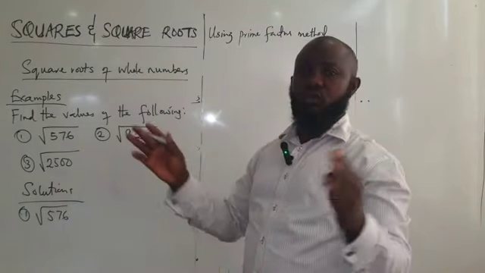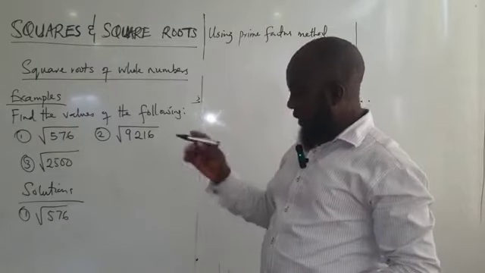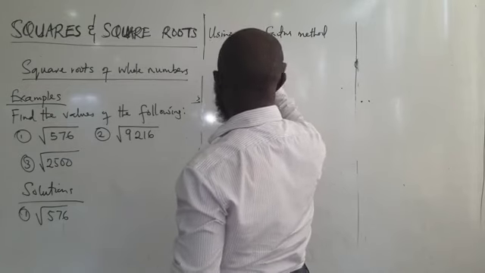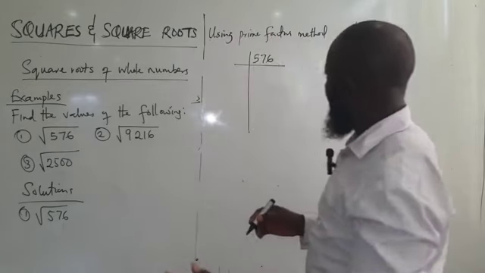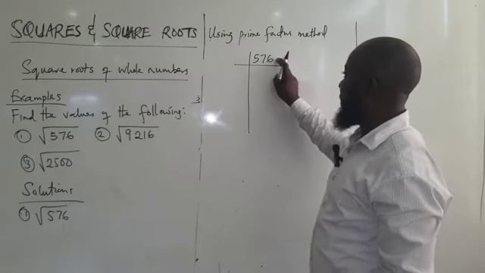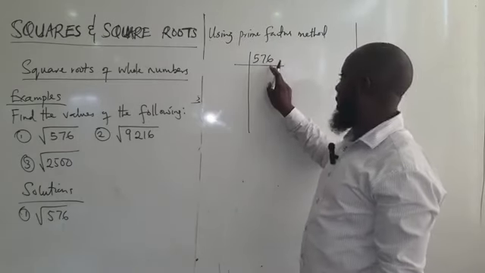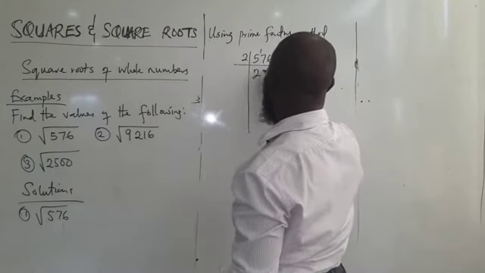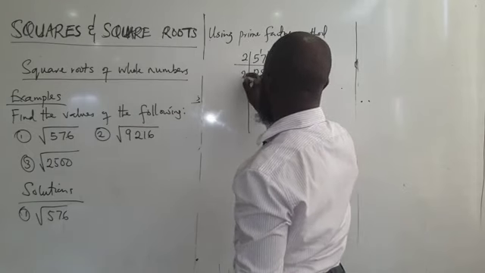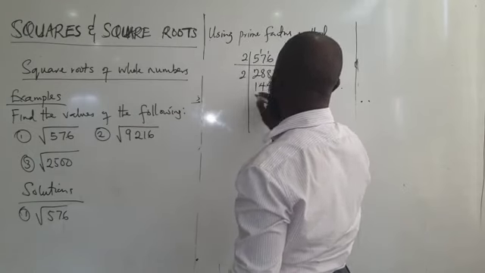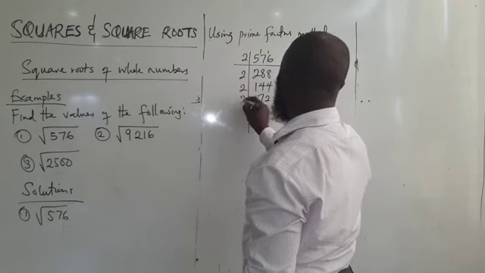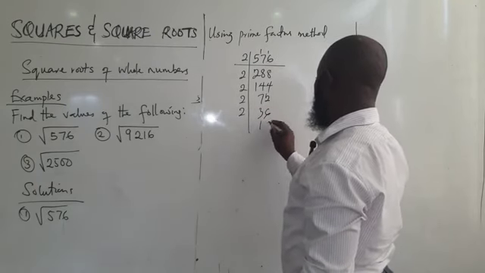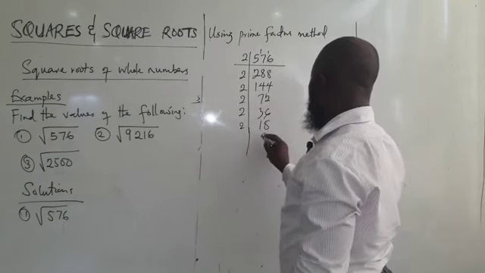We'll now divide them by 2 and see what we're going to have. So let's start. We have 576. The first prime number here is 2, and 2 can divide this because it ends with an even number, which is 6. So 2 here, that is 2, 2 here, that is 8. 2 can still go, that is 144. 2 can still go, 72. 2 can still go, 36. 2 can go, that is 18. 2 can go, that is 9.